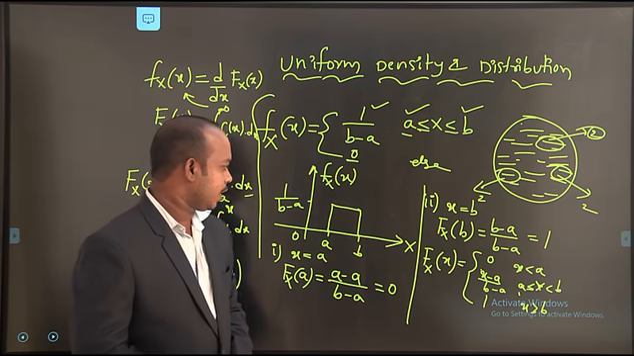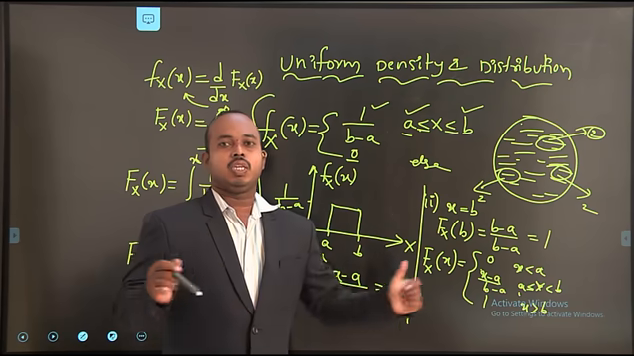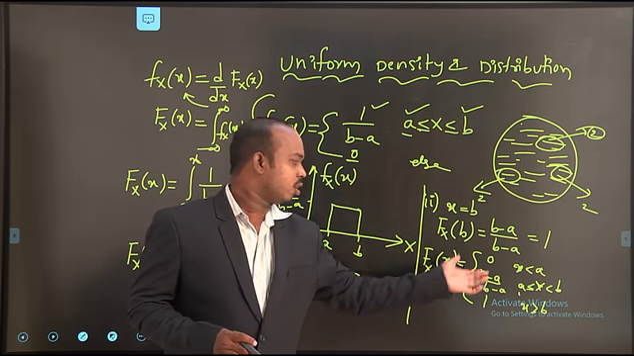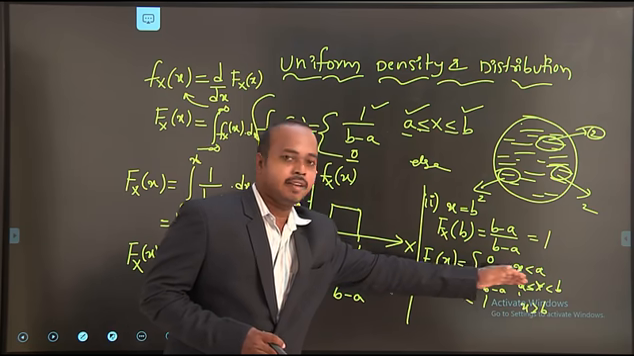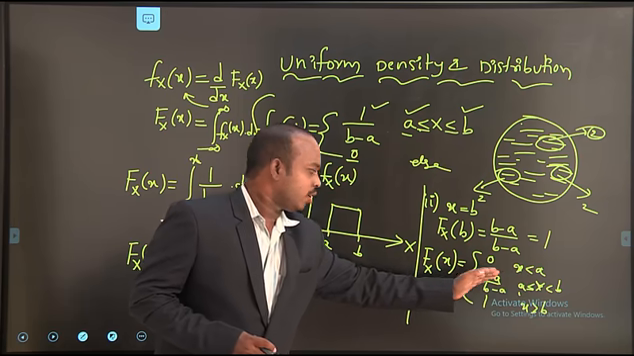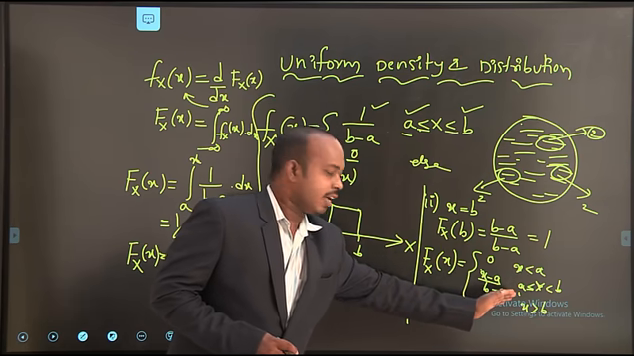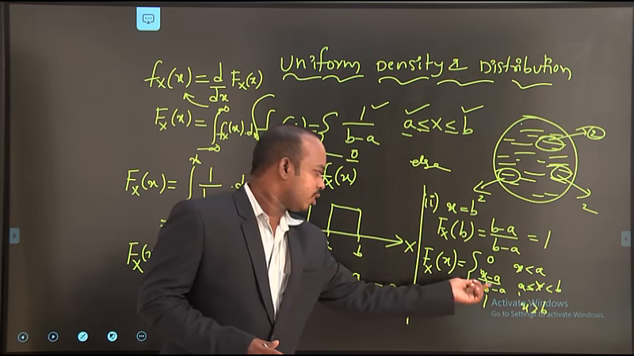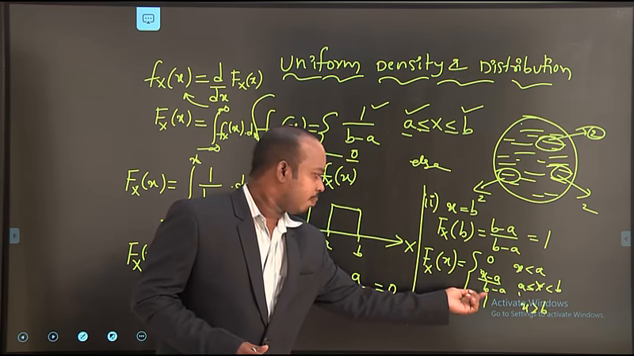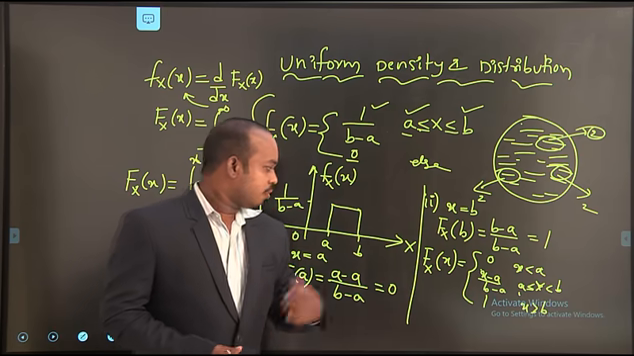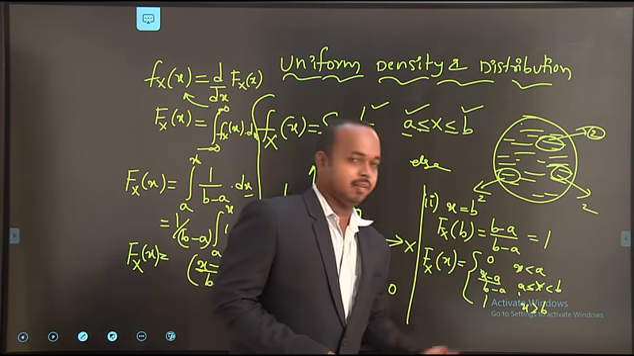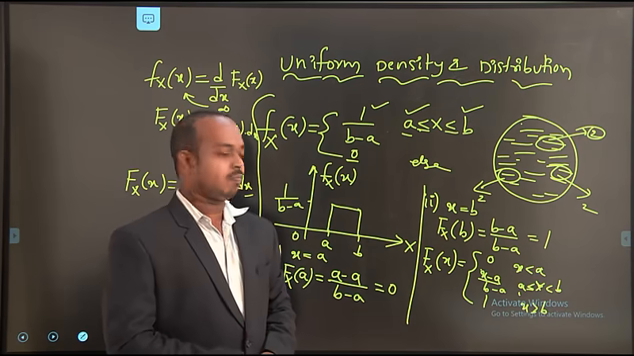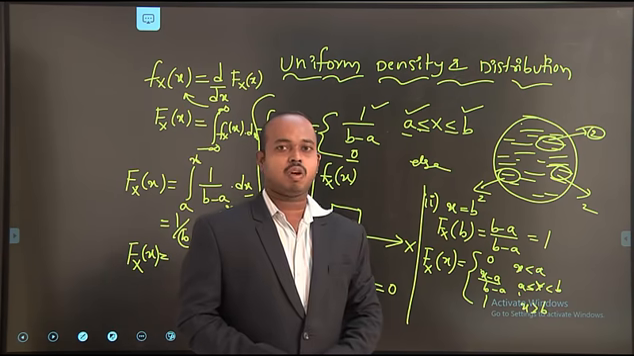I am repeating once again. The distribution function we are defining: where x is less than a, the quantity is 0, and where x lies between a and b, the quantity is x minus a divided by b minus a. If x is greater than or equal to b, the quantity is 1.